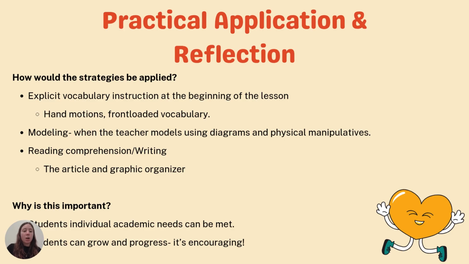And so, how could these strategies be applied? Explicit vocabulary instruction is great for the beginning of a lesson because it front loads it. Students are getting background knowledge, getting interested in what they're going to be reading or doing. And this can be done through hand motions, or I've seen the FRAIR model, which are posters, class presentations, tons of ways to engagingly teach explicit vocabulary.